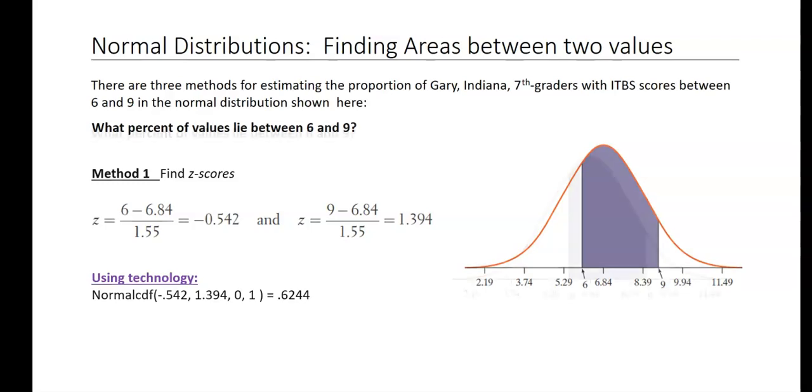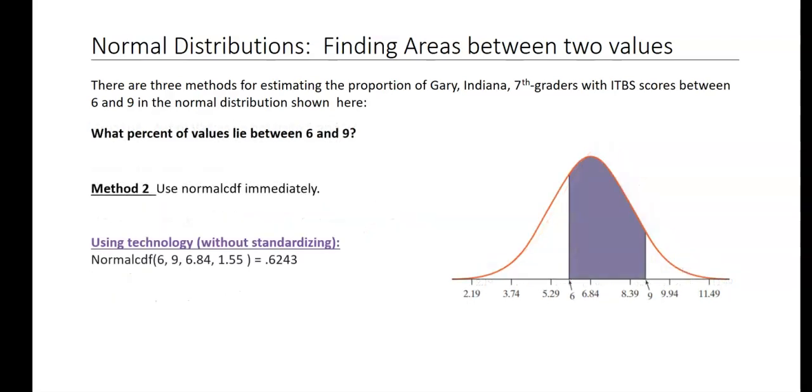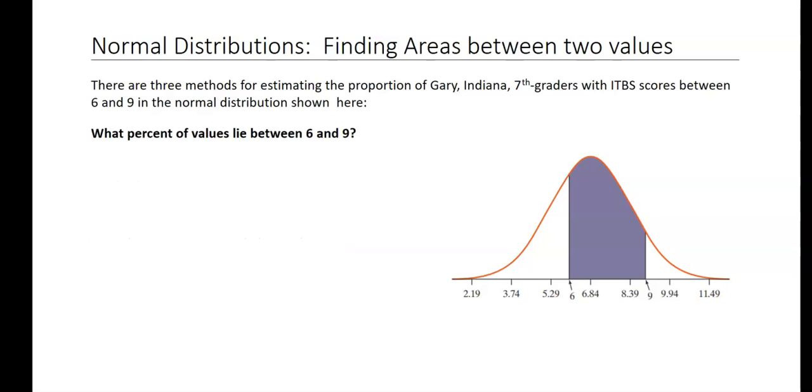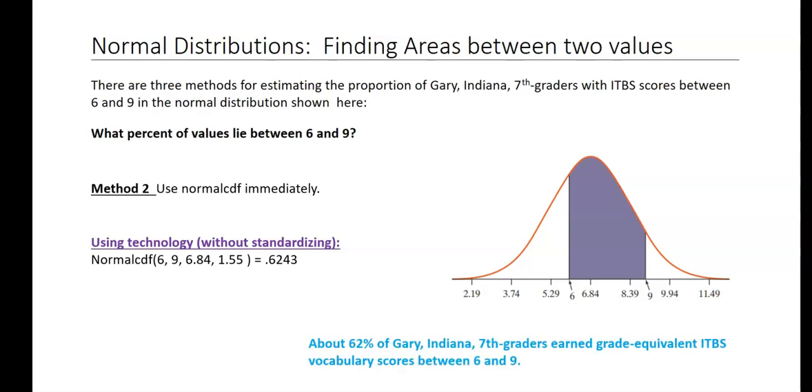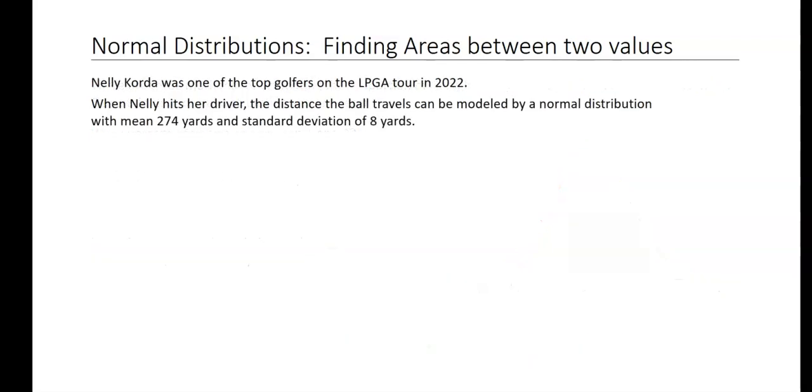And so you get that same answer. If you wanted to do the same question with the mean and standard deviation given in the problem, then you use 6 to 9 instead of the z-scores, and you get the same answer. So I kind of prefer that way.